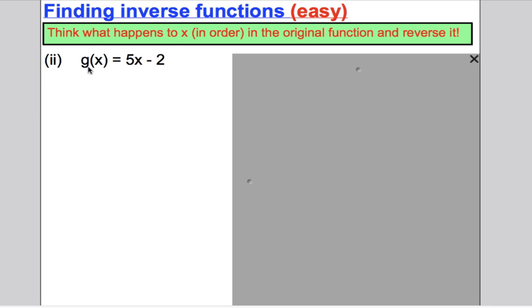Another one here, we've got a function, g of x is 5x minus 2. What x numbers are in the domain? What can you put into that function? Well, you can put anything. x is a member of the real numbers. What's the range? What do you get out when you put any number in? Well, you get all the real numbers out.